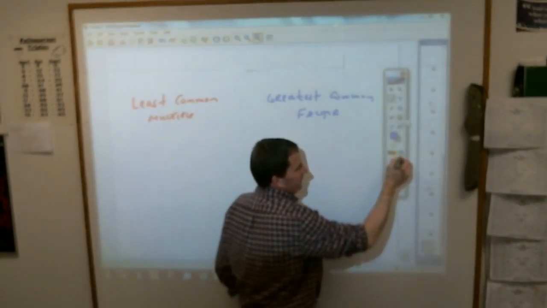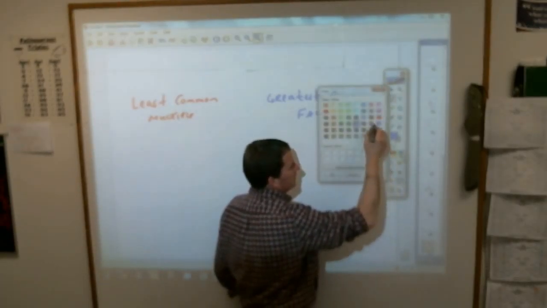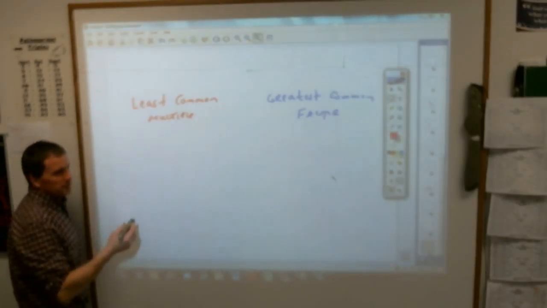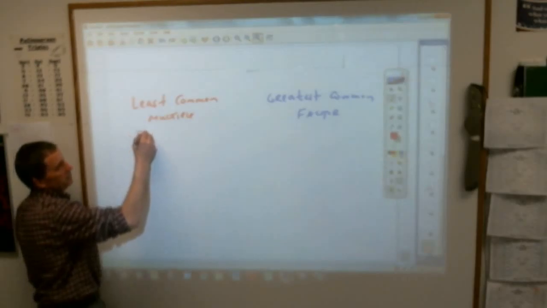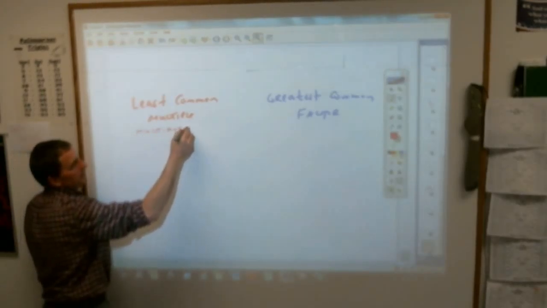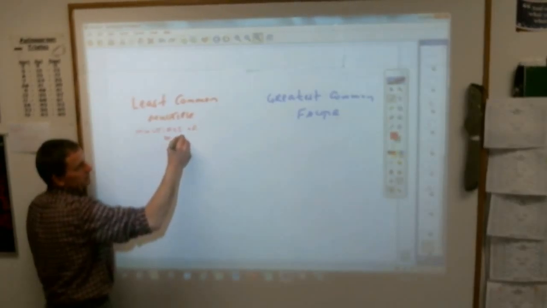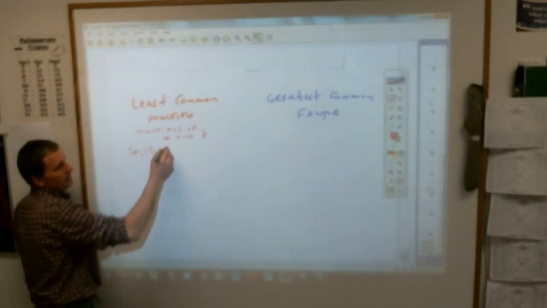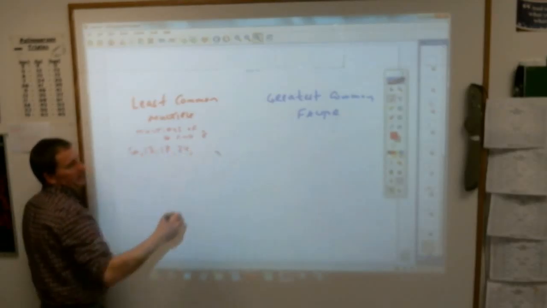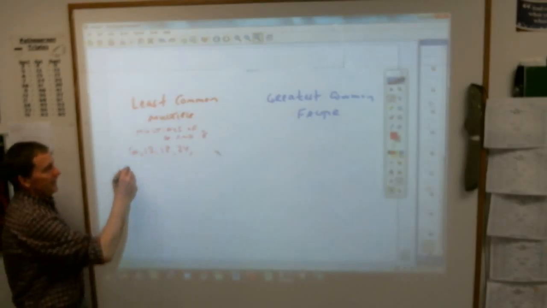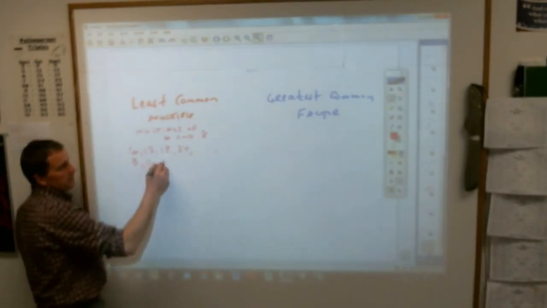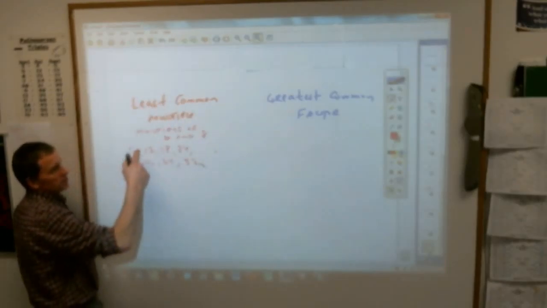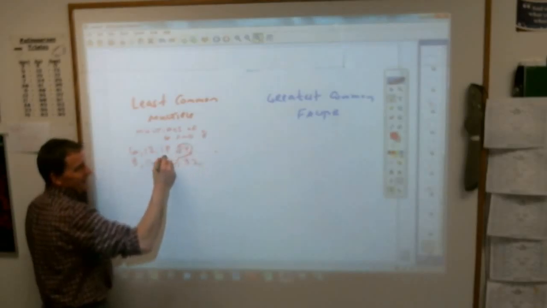Going back to 5th grade. Least common multiple, children, is when we did multiples of something. If I asked you for multiples of 6 and 8, multiples of 6 are 6, 12, 18, 24. Multiples go on forever. Multiples of 8, if you're counting by 8, it's 8, 16, 24, 32. The least common multiple is the smallest multiple that they have in common.